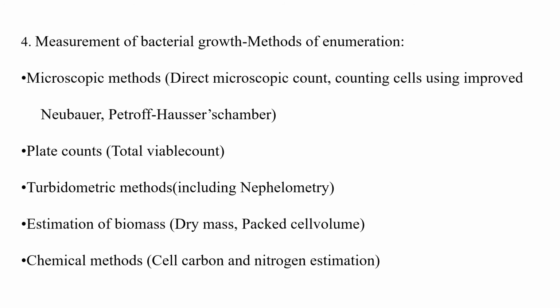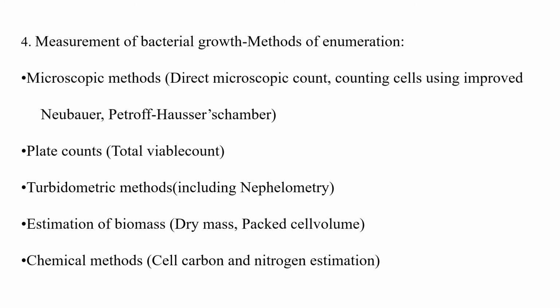Next one is to measure the bacterial growth, or to study the different methods of enumeration. You can go for the microscopic method. Now you are aware of how to handle and use the microscope, so you can go for the direct microscopic count, or different chambers are available like the Neubauer chamber and Petroff-Hausser chamber. By using these chambers also you can count the number of cells. Next one is the plate count method, that is the total viable count. Viable means living organism, so you can count the living microorganisms.